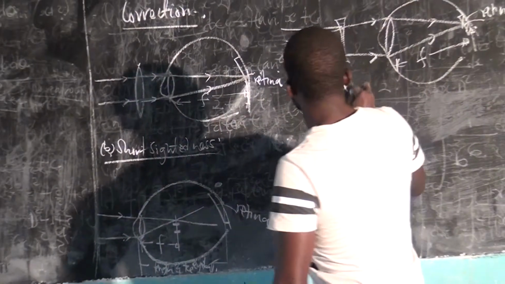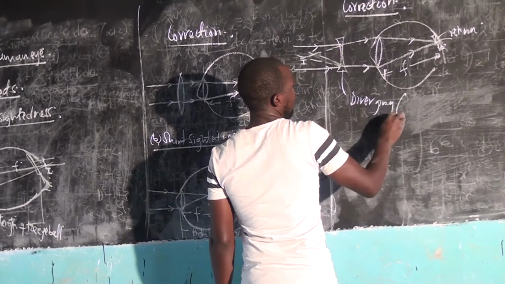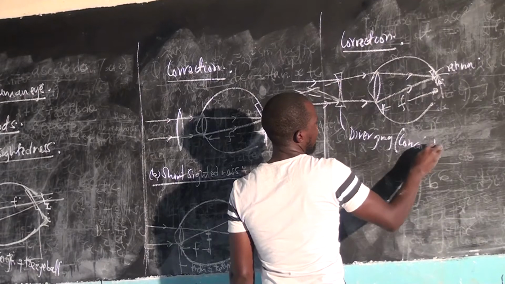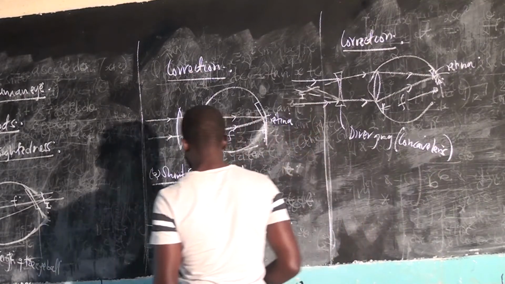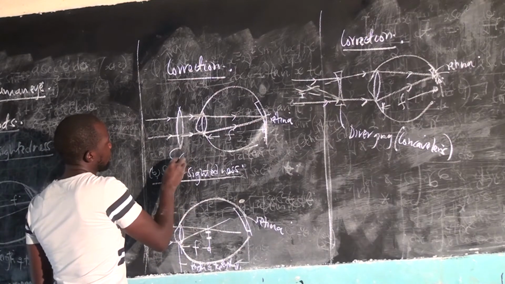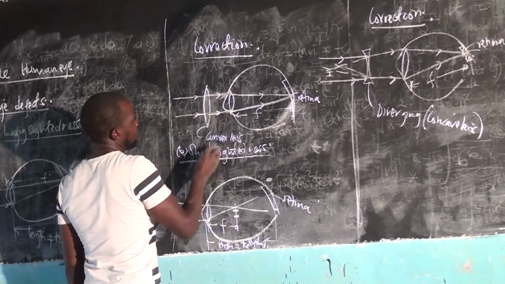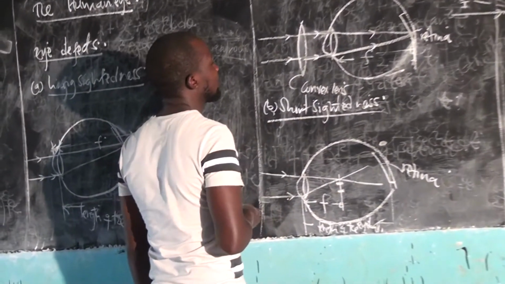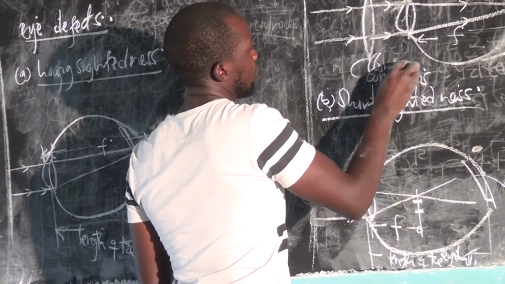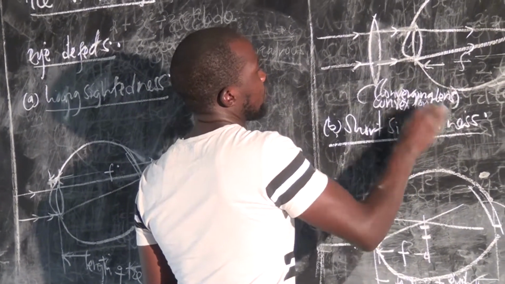But this is a diverging lens. Diverging. Or you can call it a concave lens. And in this other one here, we made the corrections using the convex. This is a convex lens. Convex lens. Or the other name is a converging lens. Like that.